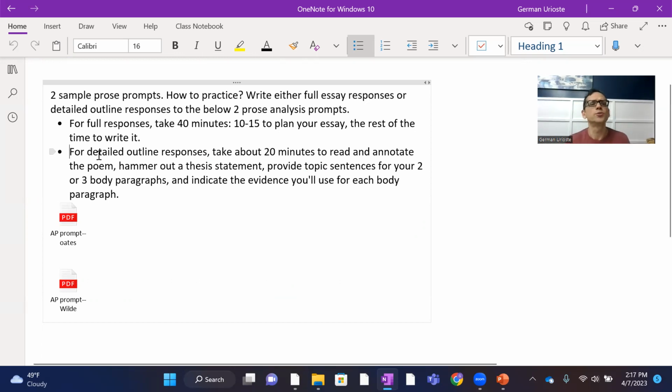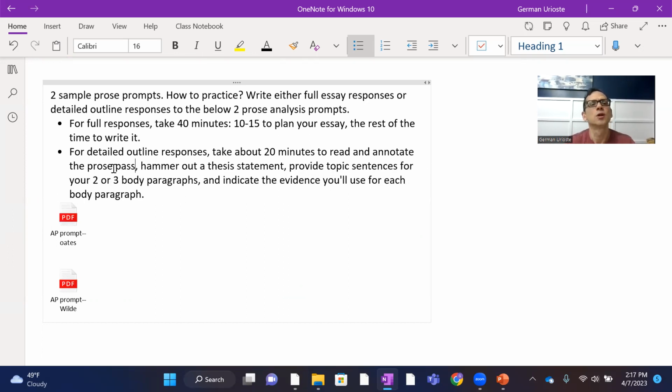Okay. You can also do detailed outline responses, as it says here, which means taking about 20 minutes to read and annotate your, it says poem here, it should say the prose prompt. Let me change that. The prose passage. Hammer out a thesis statement, provide topic sentences for your 2 or 3 body paragraphs, indicate the evidence you might use. That can be helpful too in terms of preparation. And when we meet on Community Day for an AP review, we'll practice either the poetry or the prose prompt, right? One of these two.